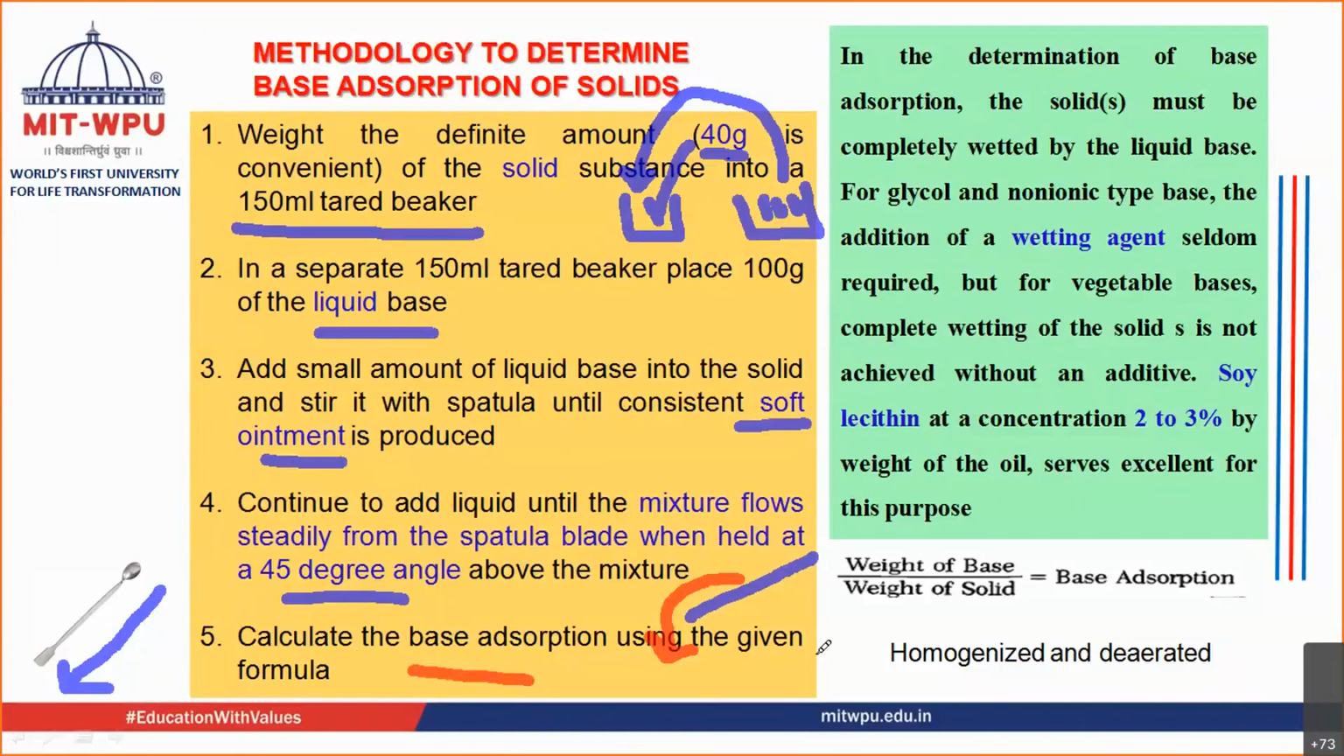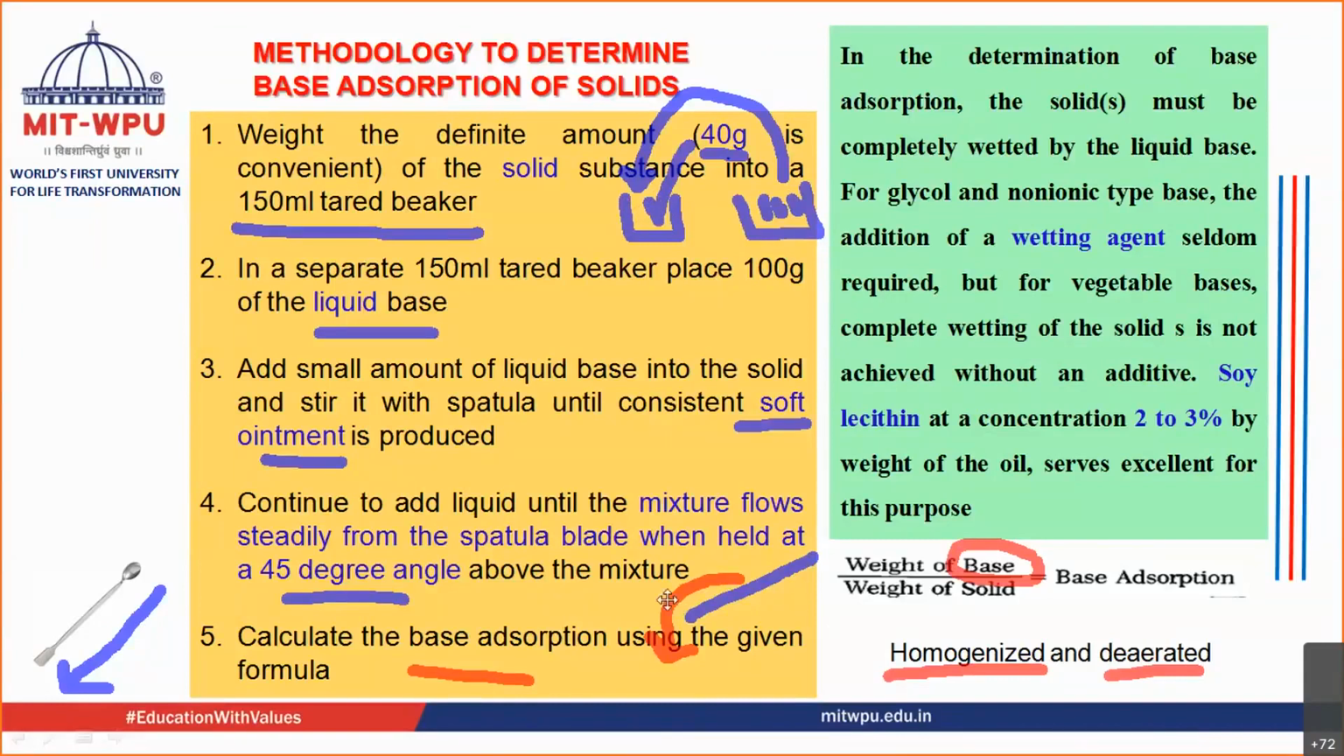This base adsorption is calculated with a formula involving the weight of base. When you have added the liquid, you get a capsulatable base, and you take the weight of this capsulatable base. How do you take it? You take it after homogenization and after deaeration. So you have added the liquid into the solid, and this has become capsulatable now.